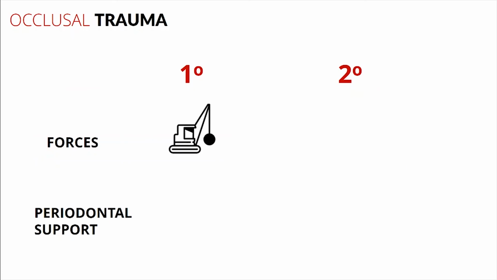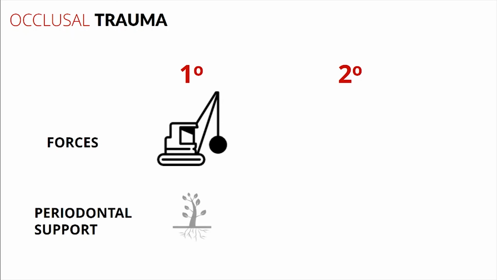Okay, for you visual learners, we'll just have this little diagram for you. So we're comparing forces. Primary occlusal trauma has greater forces, but normal periodontal support. And again, the two classic examples of primary occlusal trauma are a high filling or the loss of posterior support, meaning the loss or extraction of many posterior teeth.